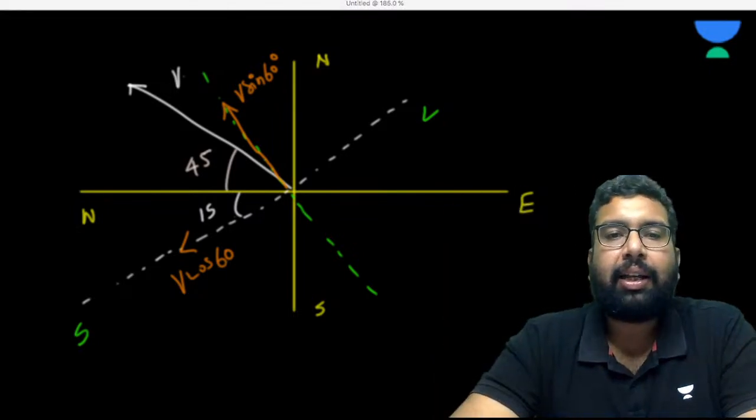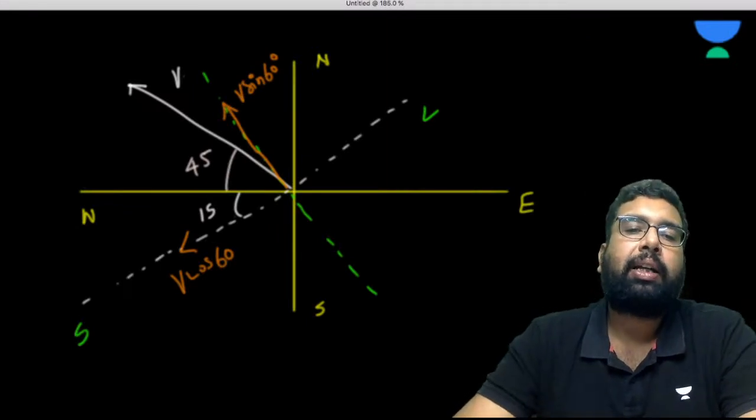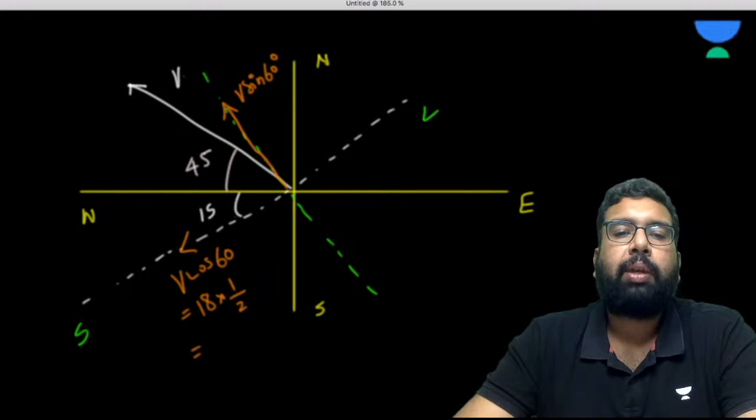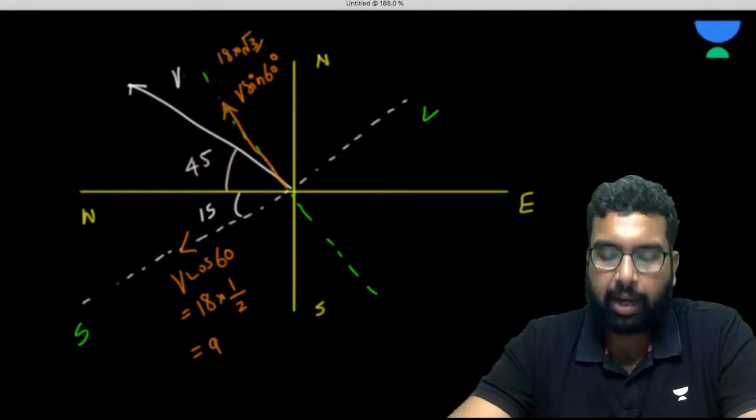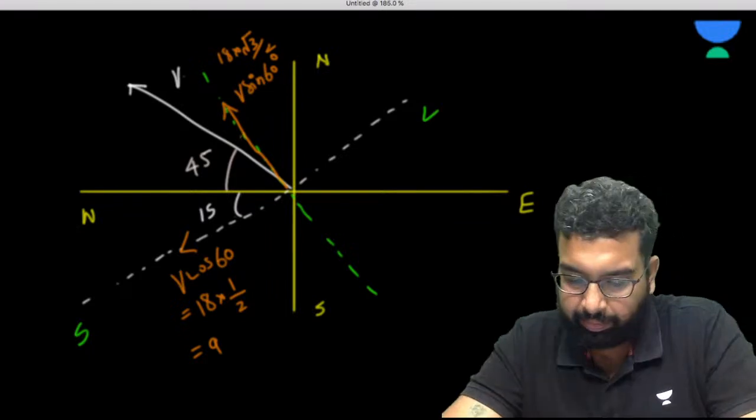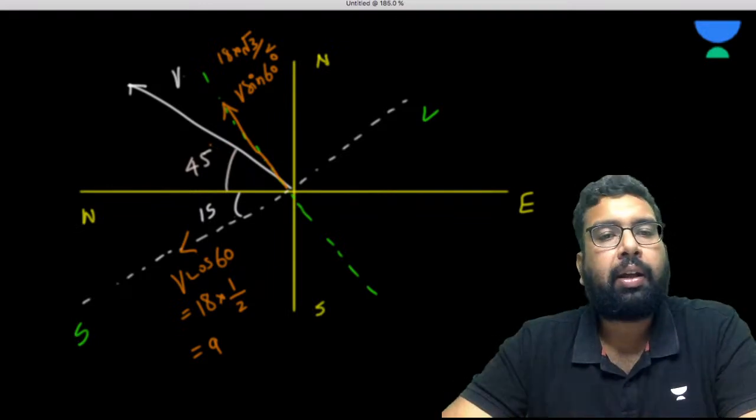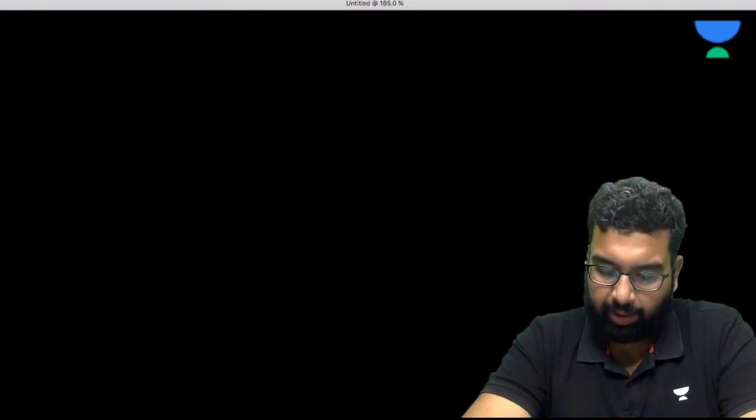Now, we can put the value of V as 18. So if V is 18, 18 into cos 60, that is 1 by 2. So this will become 9. And 18 into sin 60, so this is 18 into root 3 by 2. So that is 9 root 3. I hope this is clear now. Yes or no?